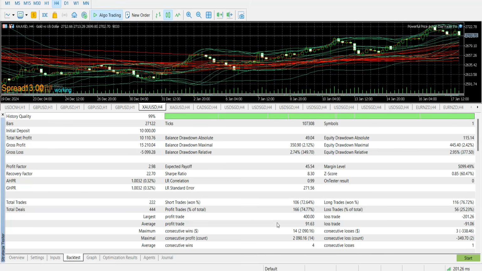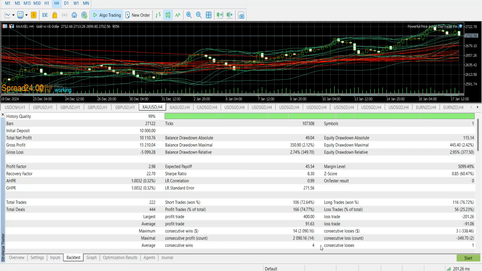And the largest profit trade is 2 times the largest loss trade, which also indicates a very healthy relationship between the losses and the wins, and all the 10 dynamic exits are working together very well.